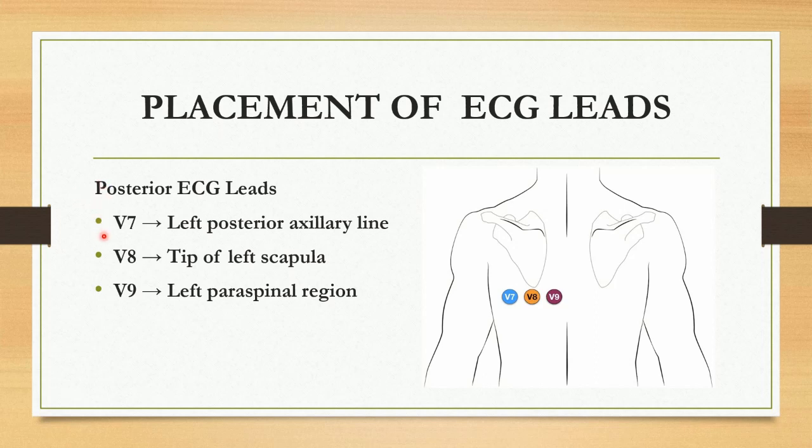V7 can be attached in the left posterior axillary line, as you can see in the picture. V8 at the tip of the left scapula and V9 can be placed in the left paraspinal region.